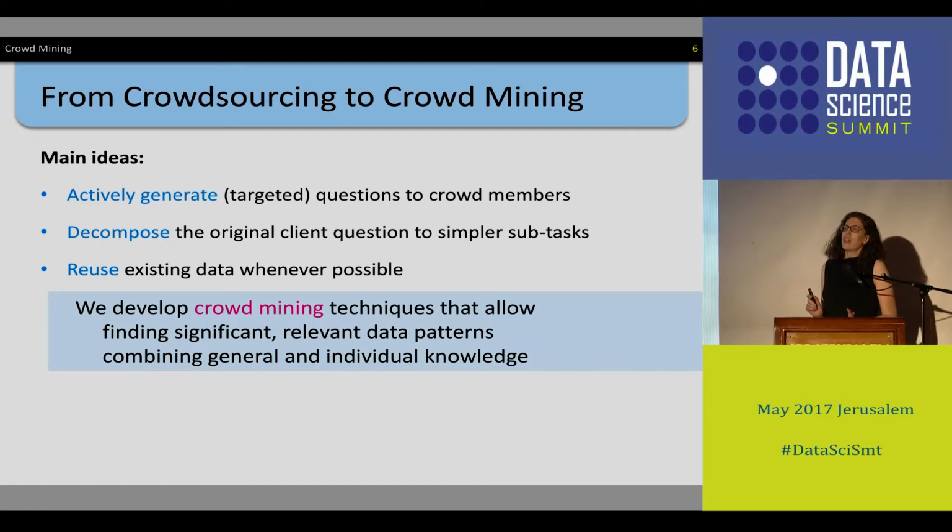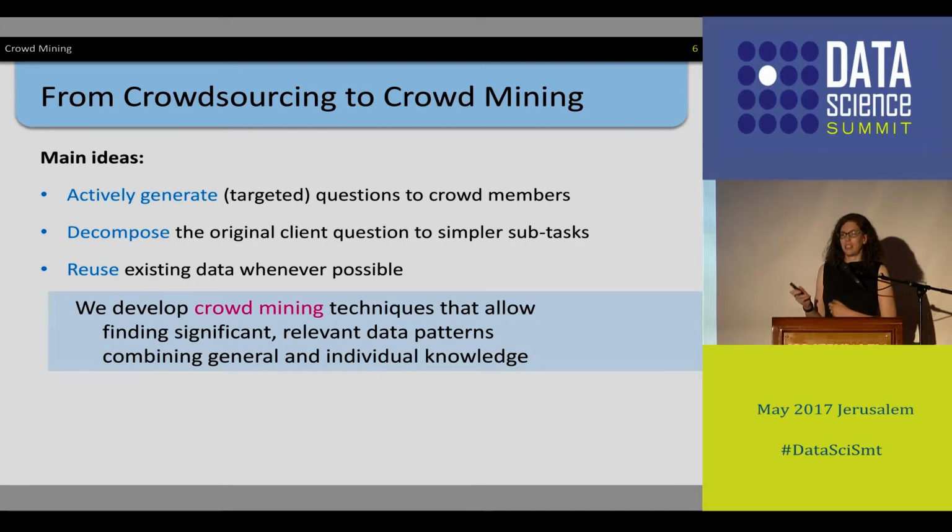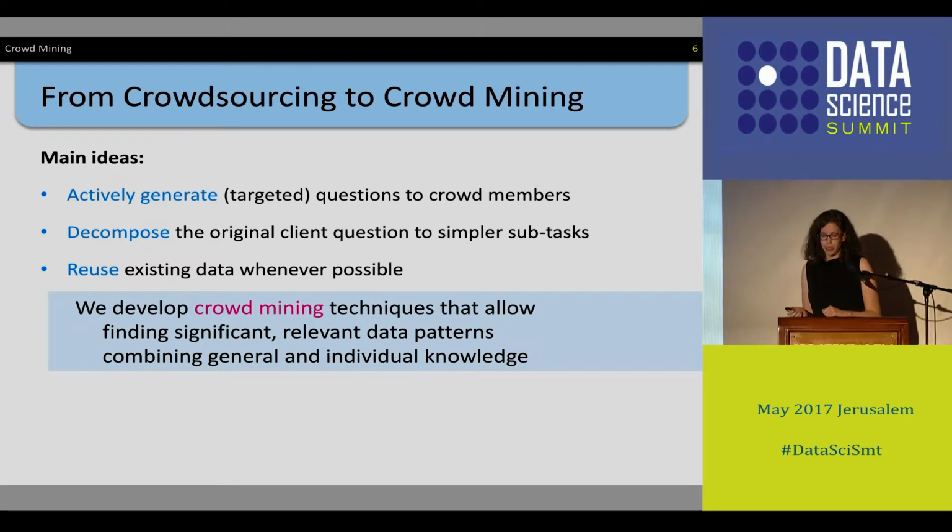Okay, so crowd mining is all about finding answers, okay, which I refer to also as data patterns that fit the question, the original question of the user, that are relevant, that are comprehensive, that are significant, and that comprise data that's both general, like the example I gave you before, like names of restaurants, but also individual data, which refers to opinions, recommendations, habits of people from the crowd, which is the main data for which we're going to engage people to give us information.